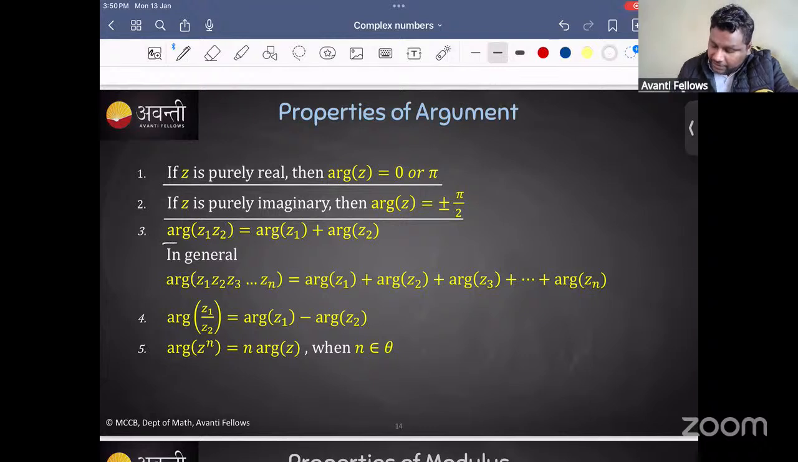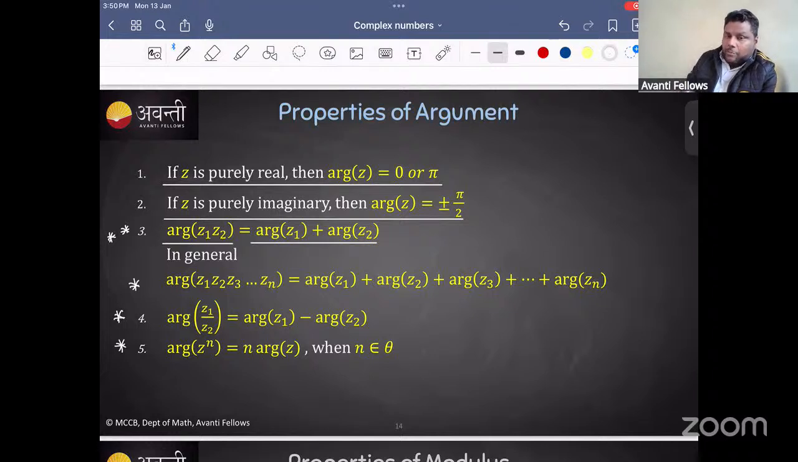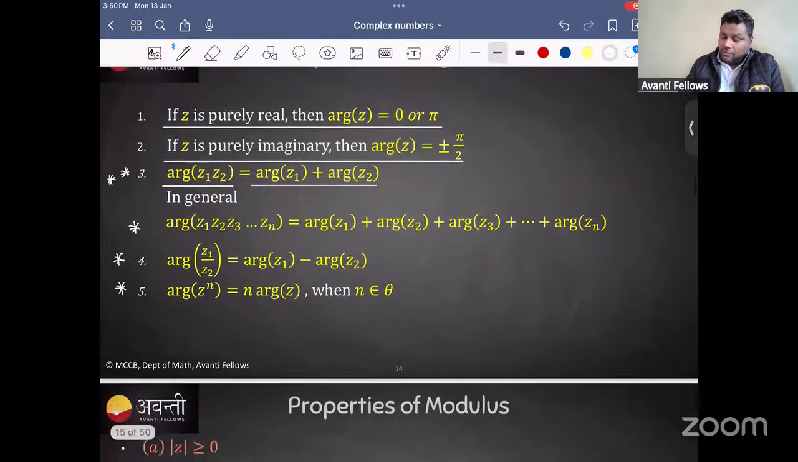Now, argument of z1 z2 is what? Argument of z1 plus argument of z2. Got it? Its proof is due. I will explain the proof in the next lecture because I need to impart some more knowledge before explaining it. You just remember one thing: argument follows the kind of rules that log follows. Log AB is log A plus log B. Log A upon B is log A minus log B.